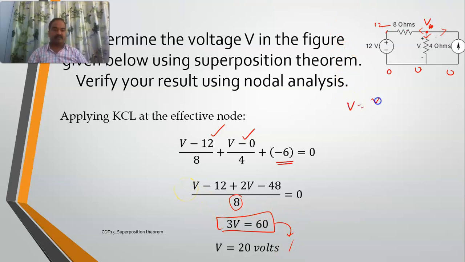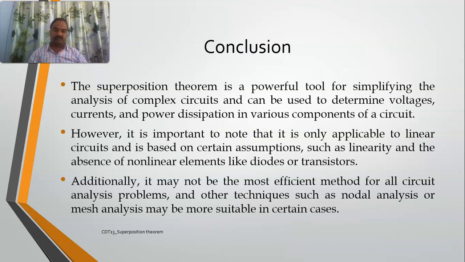Earlier we calculated for individual sources and got 20 volts, right? So I am getting the same when both are simultaneously working. So hence the theorem is proved. Okay. So I hope that you have now understood how to apply the superposition theorem.